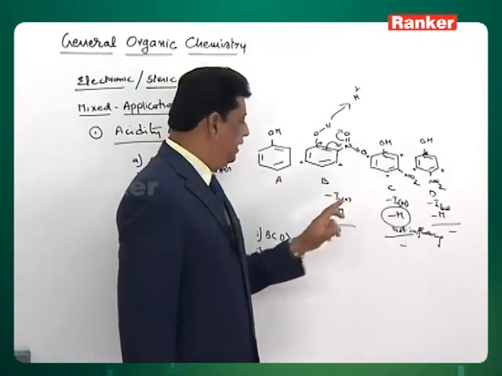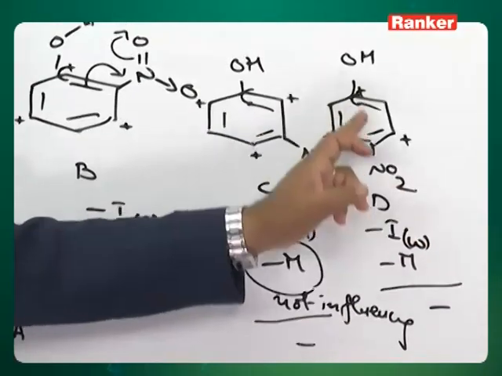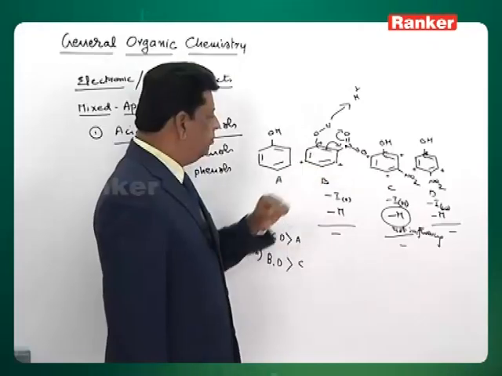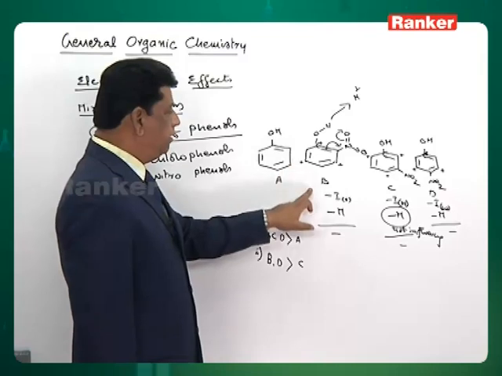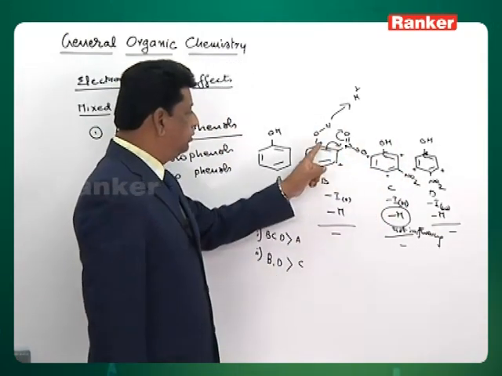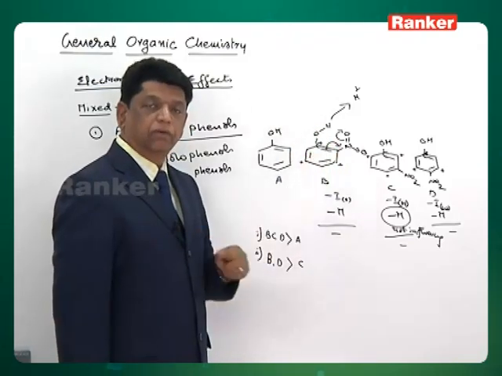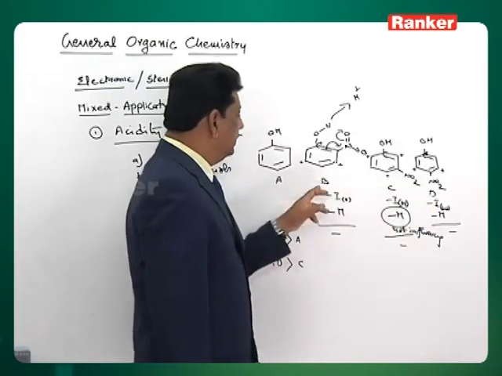Among the B and D, inductive closer means strong effect will be there. Inductive far away means weak effect. Therefore, based on this particular issue, what we guess is B must be stronger than D because minus I is closer, therefore a stronger effect. What is found is exactly the reverse. The D is stronger than the B.